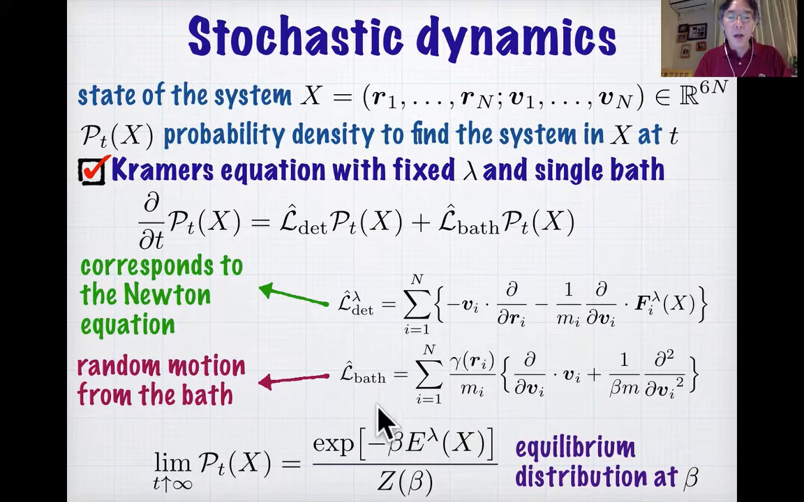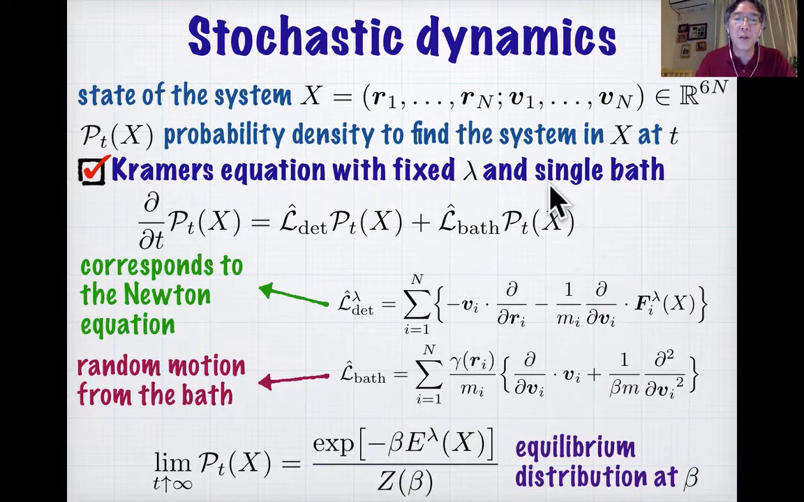Okay? And it is well known that if you solve this equation, the Kramers equation, and take the large t limit, then this P of t approaches the canonical distribution with respect to this conserved energy, okay? So this is just equilibrium. So, you know, this is a very natural dynamics.